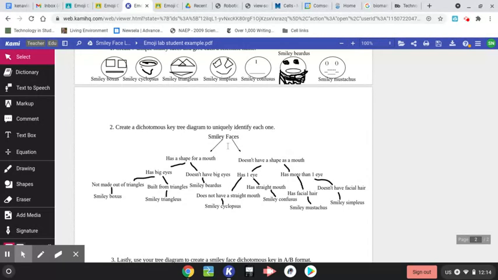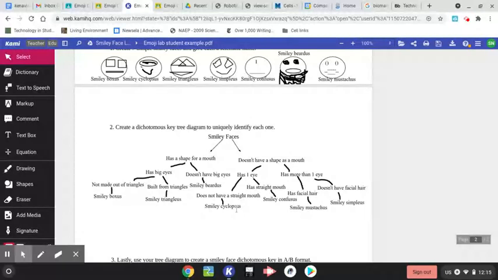Let's look down here. So doesn't have a shape as a mouth, has one eye, has more than one eye. Again, I would say has one eye, doesn't have one eye, although this is not wrong once again. Has a straight mouth, does not have a straight mouth. And then we get Smiley Cyclopsis, right?